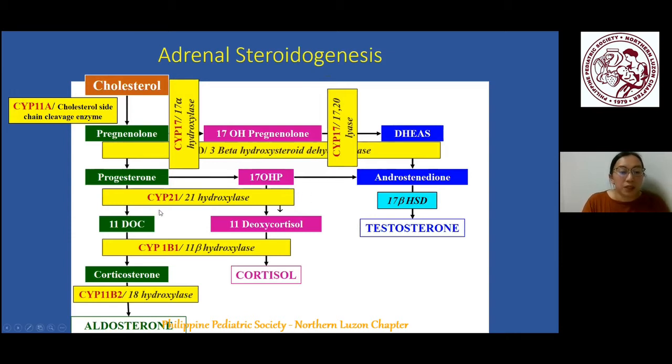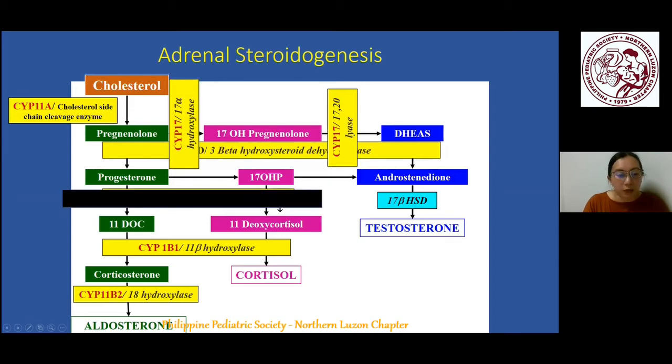Okay, we will discuss the most common, which is 21 hydroxylase deficiency. In 21 hydroxylase deficiency, the pathway to aldosterone and to cortisol is blocked. Hence, there are low levels of aldosterone and cortisol. With low levels of aldosterone and cortisol, the patient will have hyponatremia and hyperkalemia. With low levels of cortisol, hypoglycemia is present.